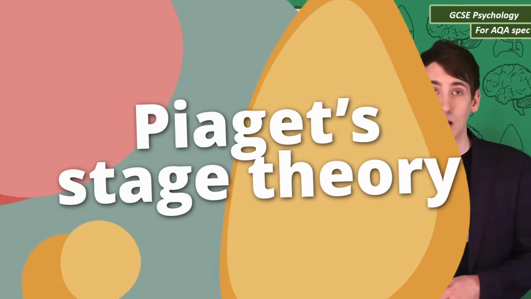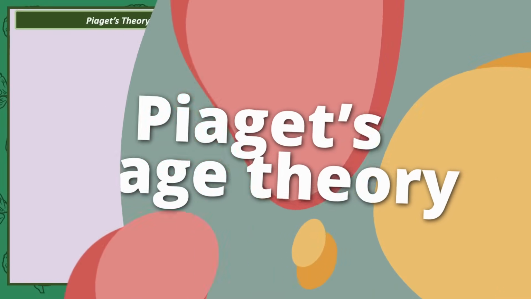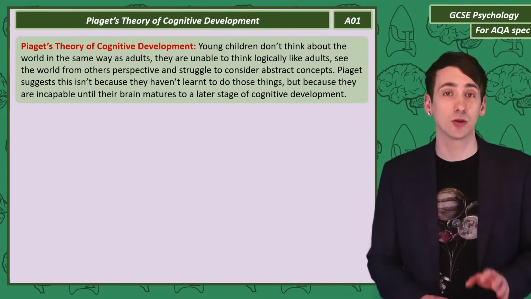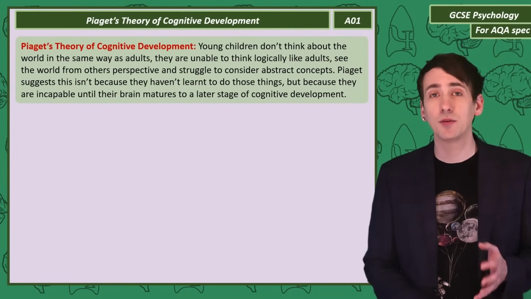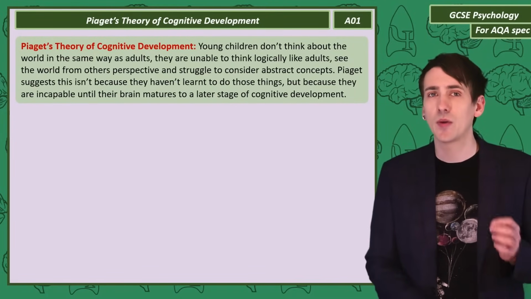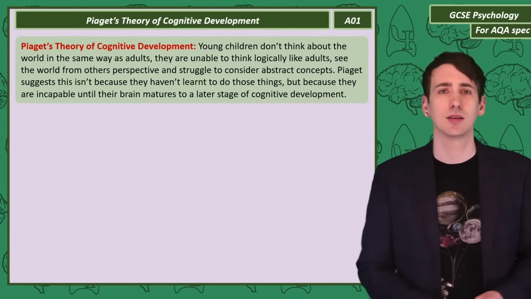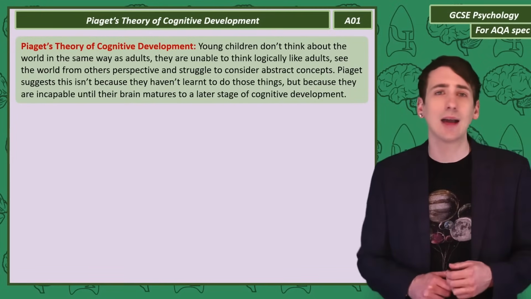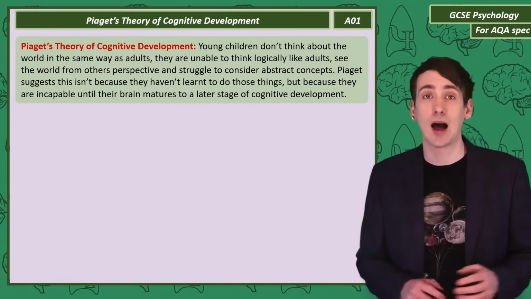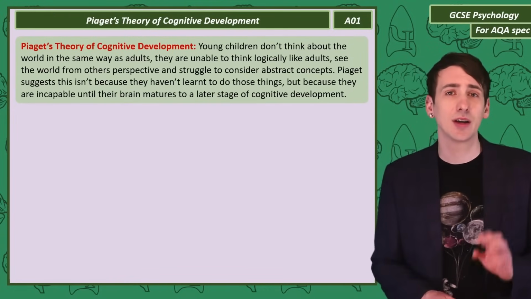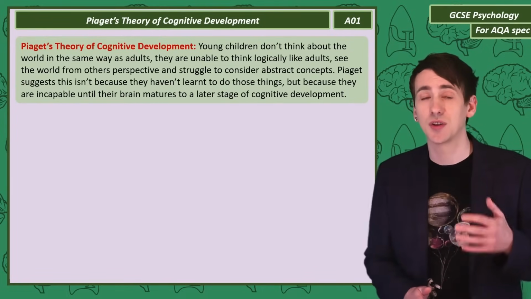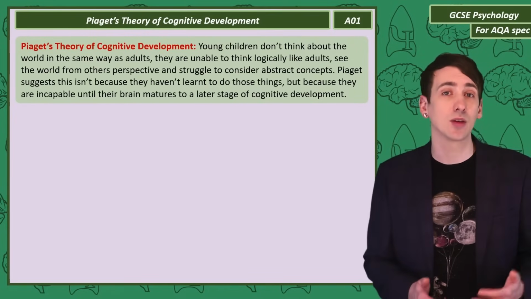Piaget's stage theory. Jean Piaget was a famous psychologist in the field of childhood development, and he had a theory about how children develop cognitively. Piaget thought it wasn't just that children haven't yet learned how to think about the things adults think about, but that they think in completely different ways. So, for example, adults can think logically, can see the world from others' perspective, and can think about abstract concepts. According to Piaget, children simply can't do those things because their brains have not yet matured to a stage of cognitive development that allows those kinds of thoughts.